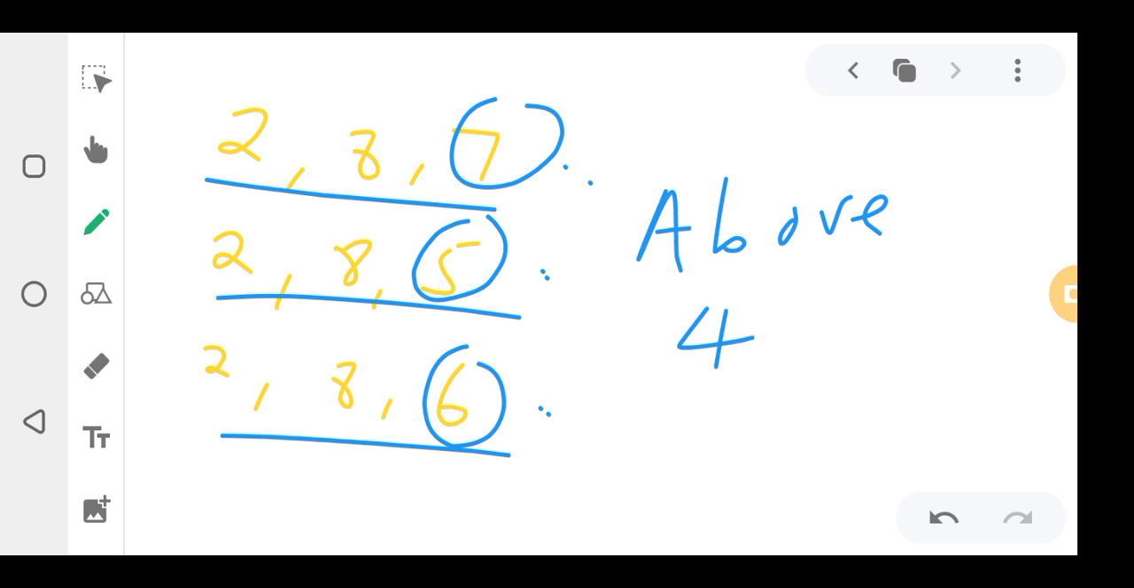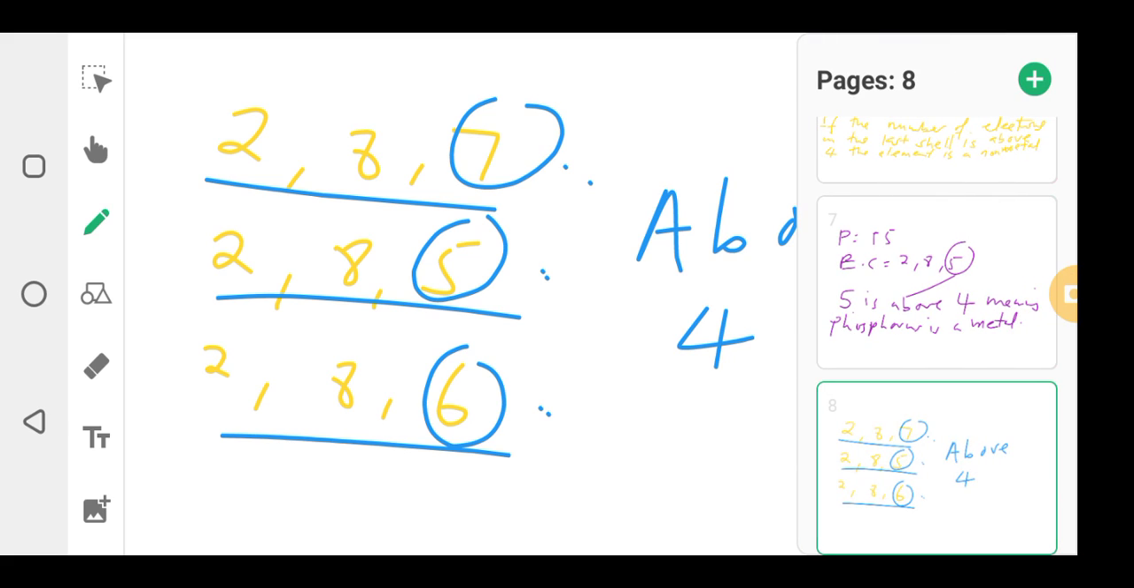Okay, so once the last number is above 4, meaning it's a non-metal. Above 4, non-metal. Below 4, metal. Now, I think you have understood. So in the exam, they can give you a list of elements.